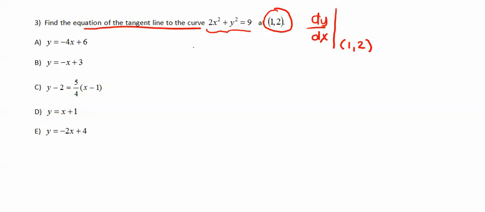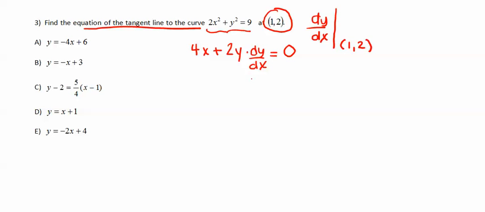The derivative of 2x squared is 4x, and the derivative of y squared is 2y dy/dx because of the chain rule. And remember, basically, wherever there's a y, there's got to be a dy/dx, is equal to the derivative of 9, which is 0.